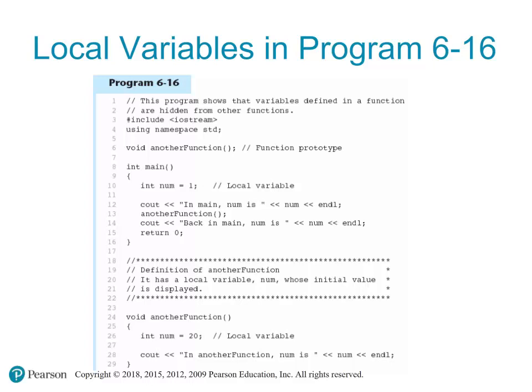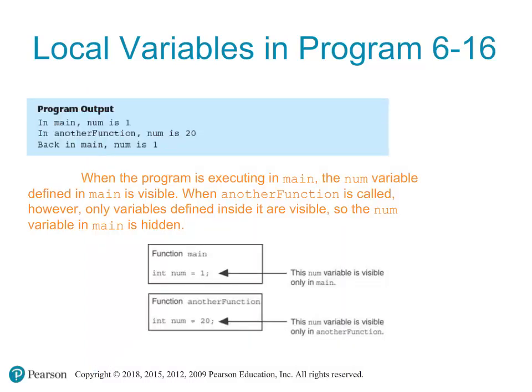The program first displays the value of num from main, then calls anotherFunction to display its own num, and finally returns to main where the original num remains unchanged. Here is the program output. When the program is executing in the main function, only the variables defined within main are visible. In our example, the num variable defined in main is accessible and its value is 1.